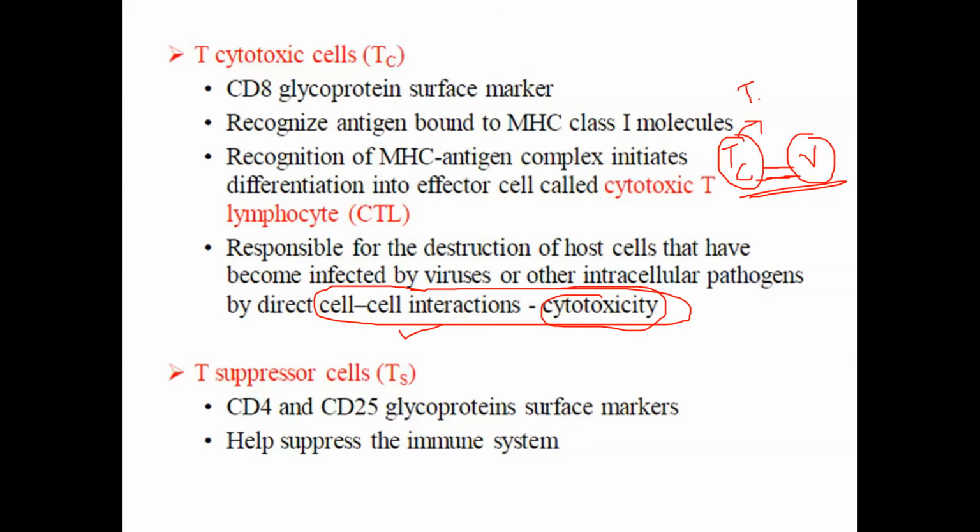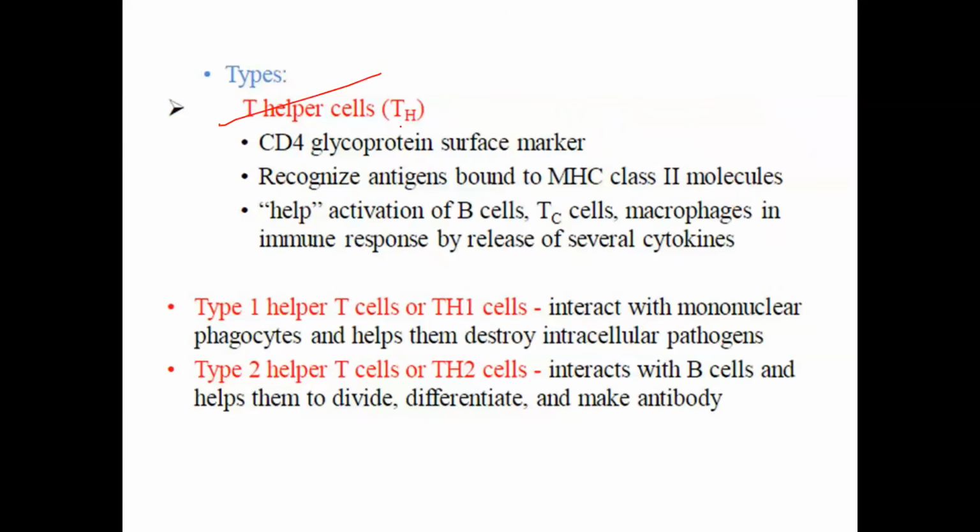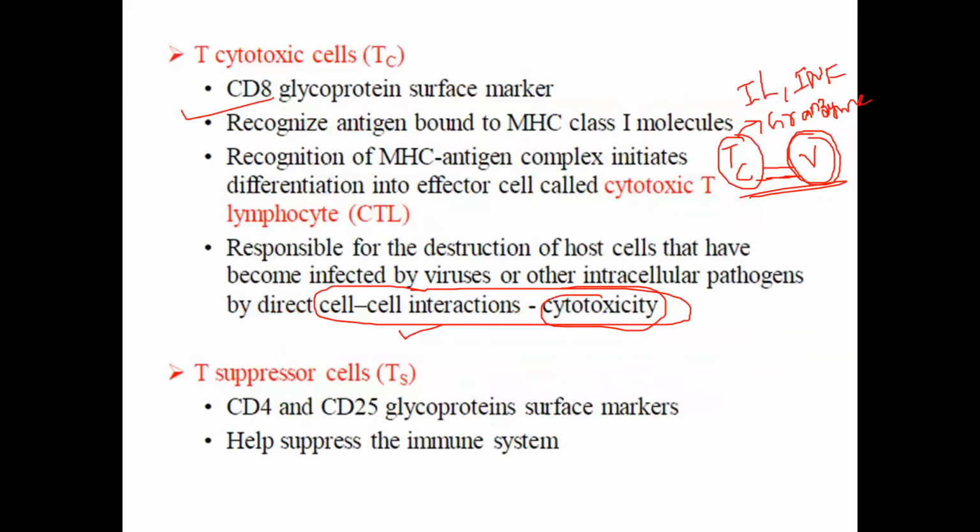What are those? By releasing interleukins, by releasing interferons, by releasing granzymes, by releasing lysozymes. So by releasing all those enzymes, the cytotoxic T cell is going to destroy the virus-infected cell. Never ever get confused with this particular point. Now all of you understand very clearly what a T helper cell is and what a cytotoxic T cell is.